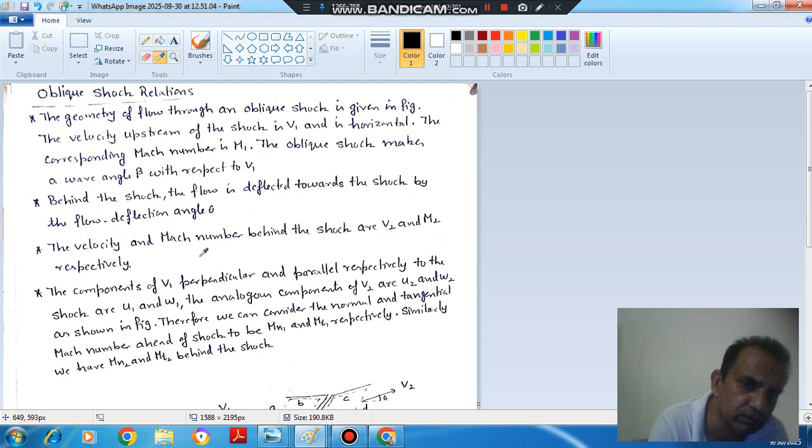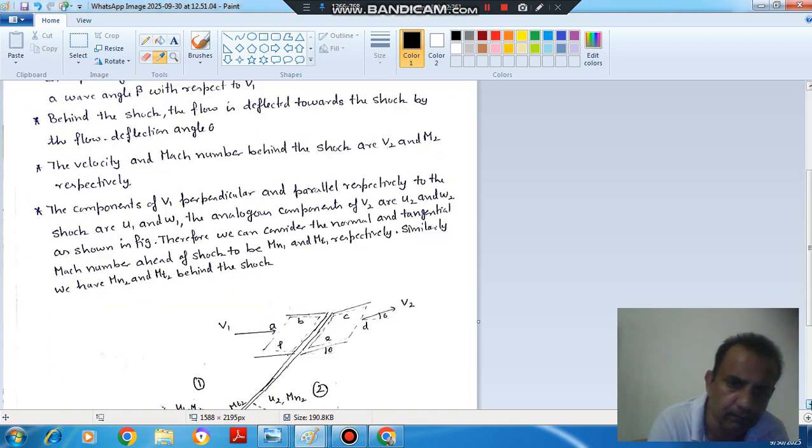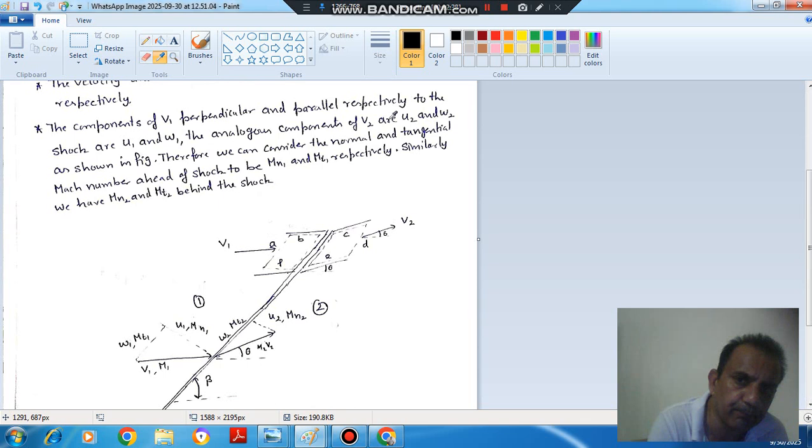Next point, the velocity and Mach number behind the shock are V2 and M2. The components of V1 perpendicular and parallel respectively to the shock are u1 and w1. The analogous components of V2 are u2 and w2, as shown in the figure.